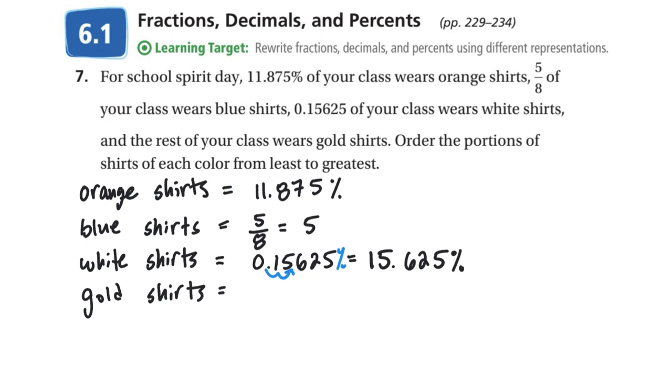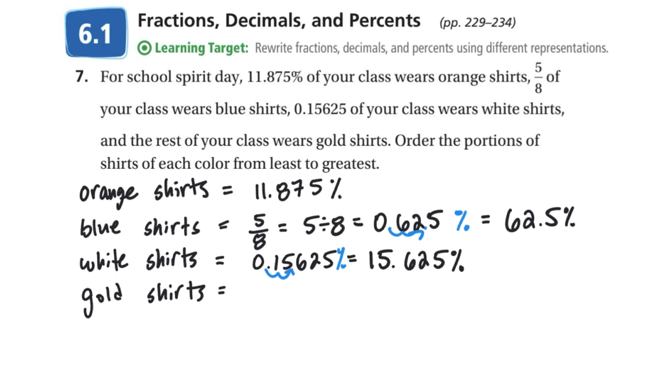Blue shirts, 5/8. Do 5 divided by 8. And 5 divided by 8 is 0.625. And then move the decimal point twice to the right. So once, twice. 62.5%. So way more than the rest. So far it's blue, white, and orange. Oh, least to greatest. Ooh, be careful. So orange, white, and blue.